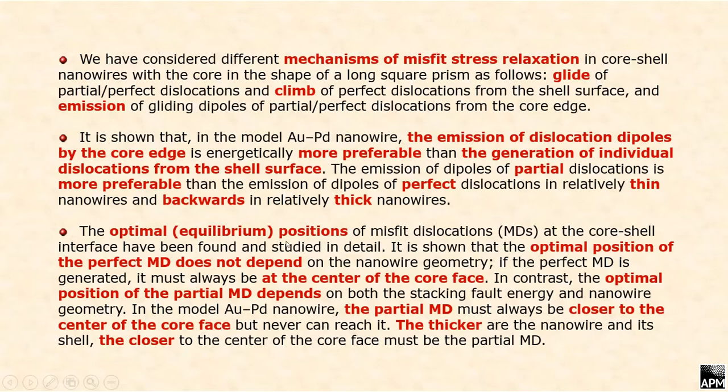And the optimal or equilibrium positions of misfit dislocations at the core shell interface have been studied in detail, and it is shown that the optimal position of the perfect misfit dislocation does not depend on the nanowire geometry. If the perfect misfit dislocation is generated, it must always be at the center of the core face. In contrast, the optimal position of the partial misfit dislocation depends on both the stacking fault energy and nanowire geometry. In the model gold palladium nanowire, the partial misfit dislocation must always be closer to the center of the core face, but never can reach it.